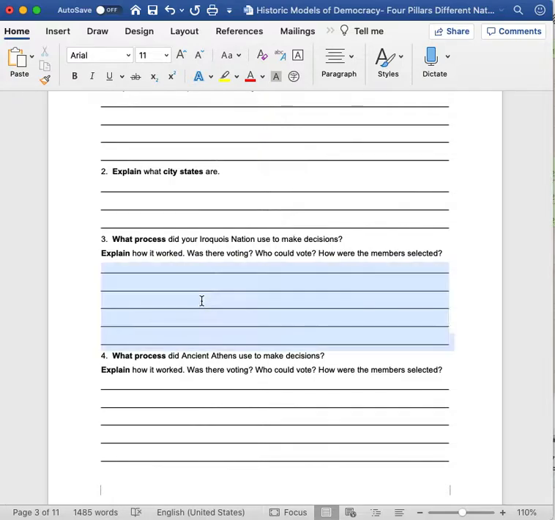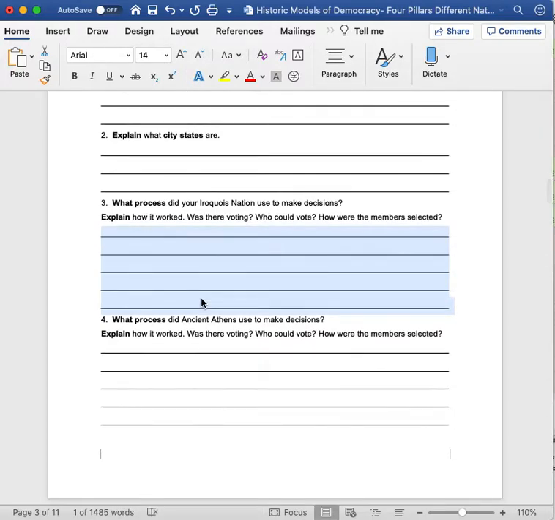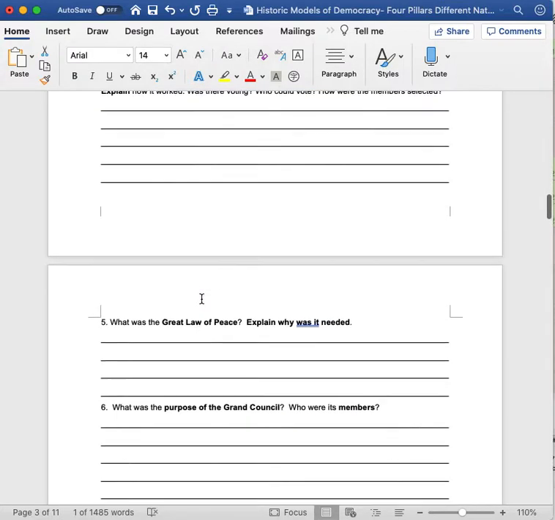So you're going to really break this down. Now you don't have to use these lines. They're just there in case you wanted to print them off. You can delete it and write as much as you want there. Obviously, the more detail, the better. You put in your detailed answers here. Now, what about the process of the ancient Athenians? How was it different? Who got the vote? Who didn't get the vote? Right? The same thing. Who was in charge of the government? Things like the lottery.